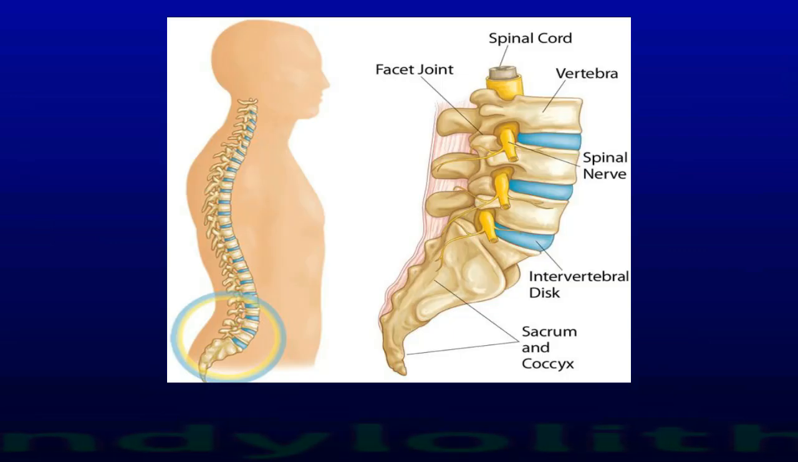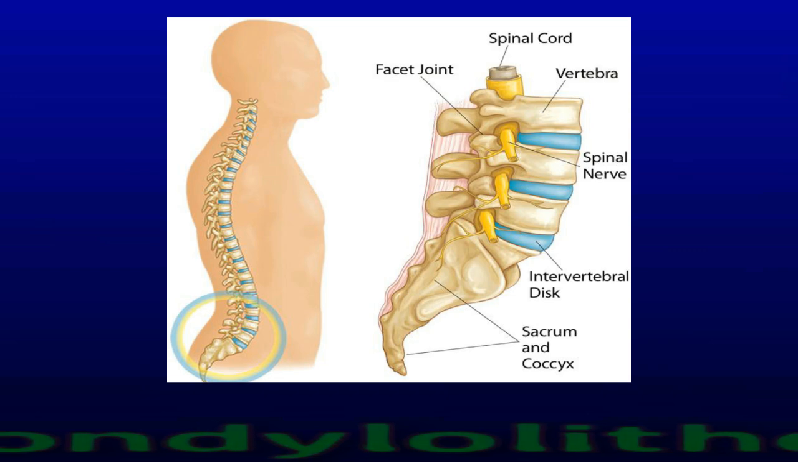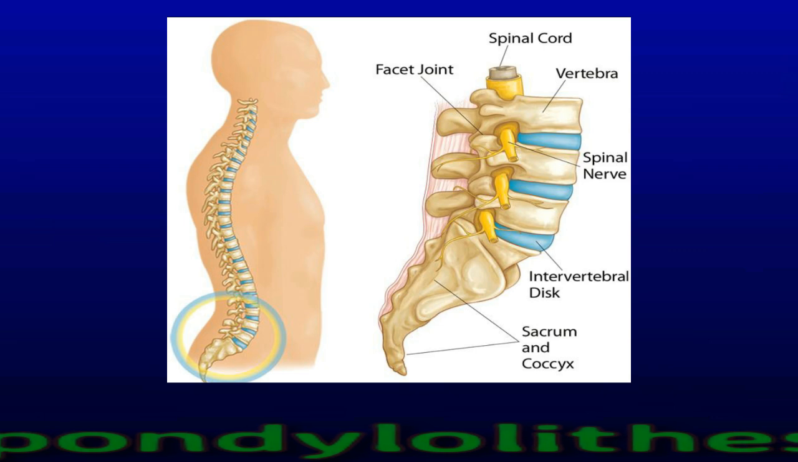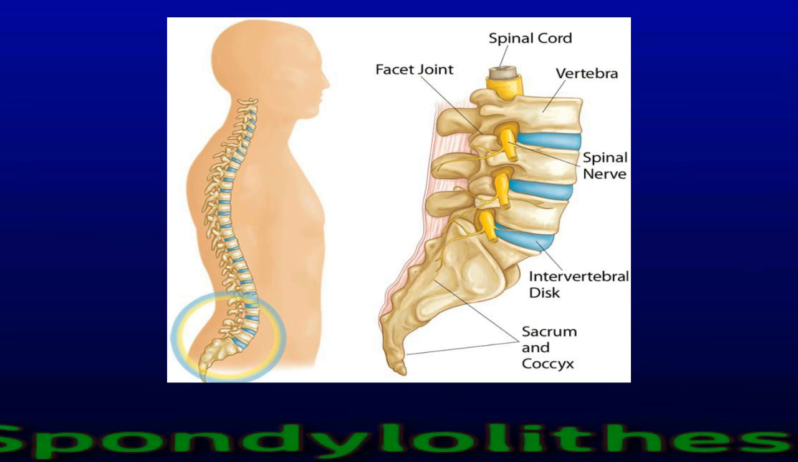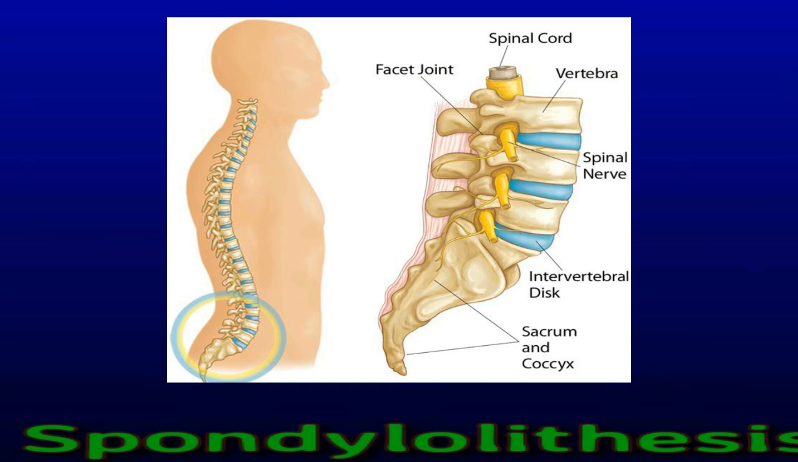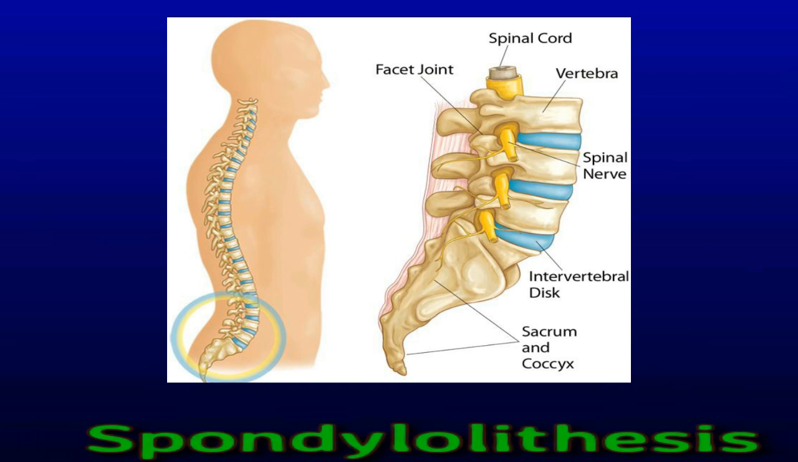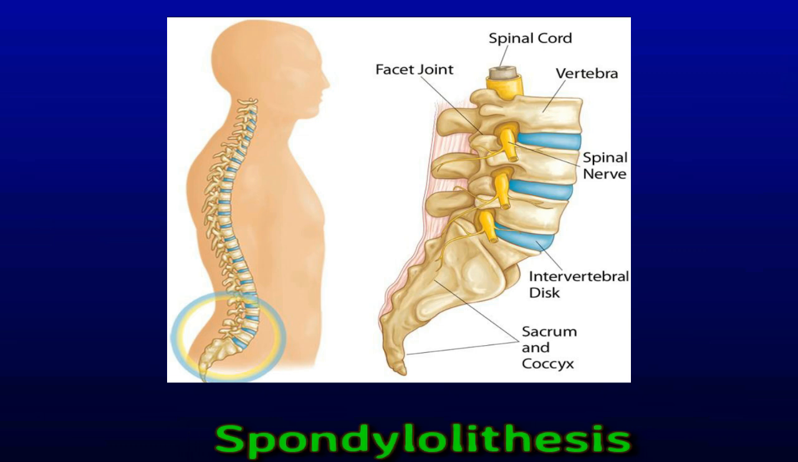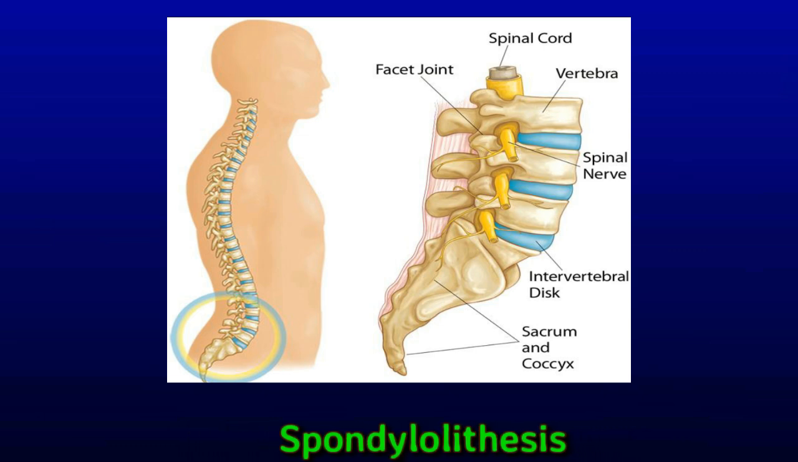Spondylolisthesis. Spondylolisthesis is a stress fracture in a spinal vertebra that often occurs in younger athletes, such as those who play football or do gymnastics. It occurs when the fracture of the vertebra breaks and causes the vertebra to slip forward due to instability.